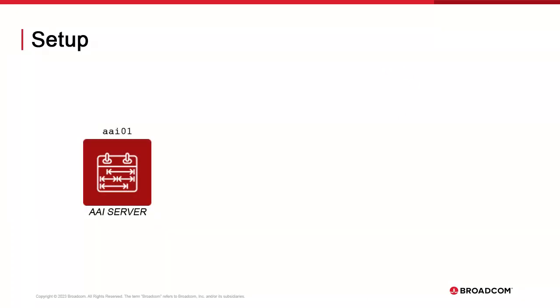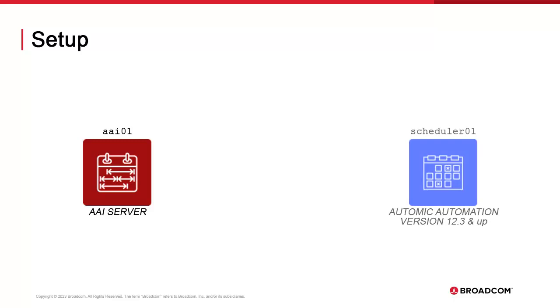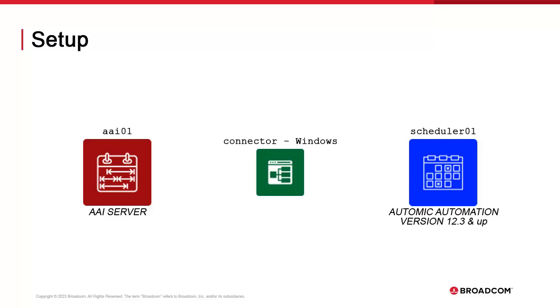For our demo, we have three systems. The AAI server host is a Unix system. The Automic Automation system is also Unix. It's on a host called Scheduler01. We have a third system called Connector, and we're going to install the connector component on this system.